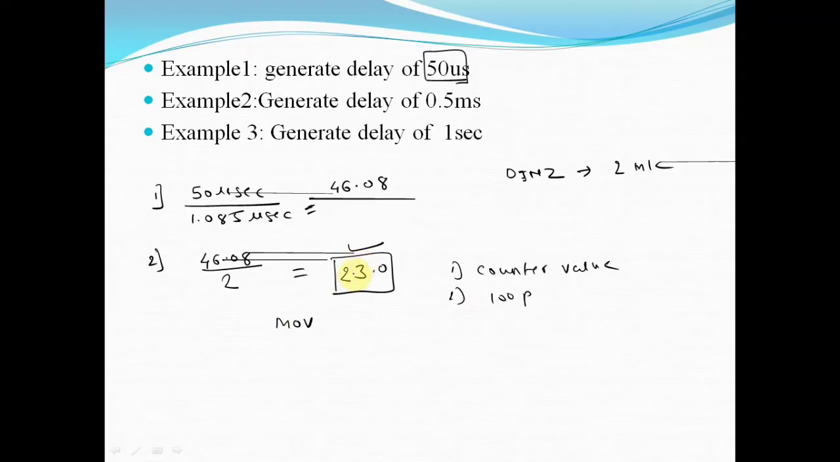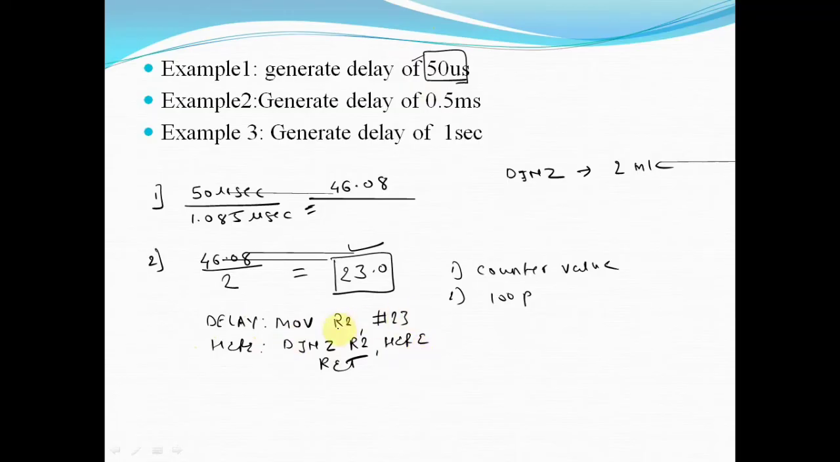So first you load this count in any register. Let us consider the R2 register and load this count value, and just use the DJNZ instruction in a loop, and give the control over here and return. So this is the simple delay routine for generating a delay of 50 microseconds.